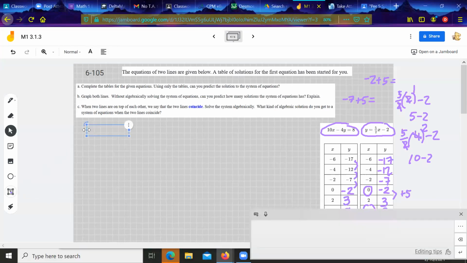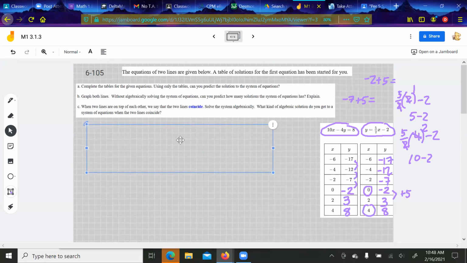They're actually the same line, right? Because they have the same points. So I'm going to type that in here. See if I can type that in here. Let me try it again. The two lines are the same line because all the points are the same.